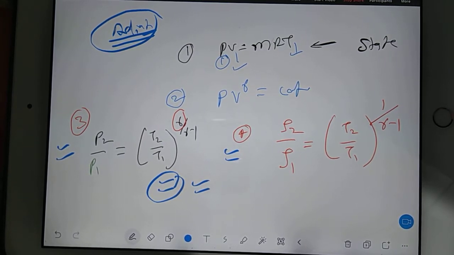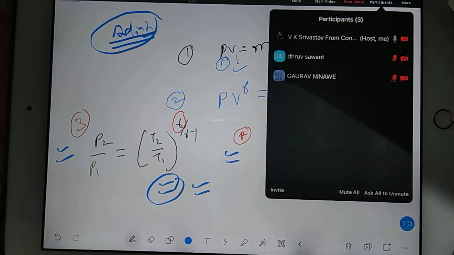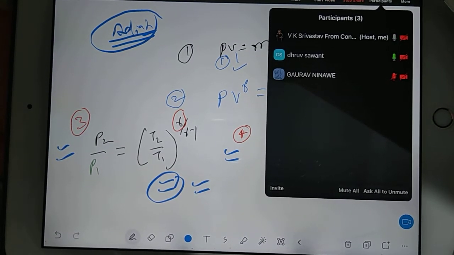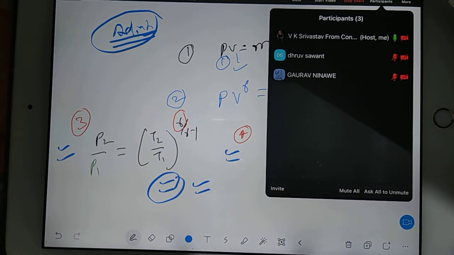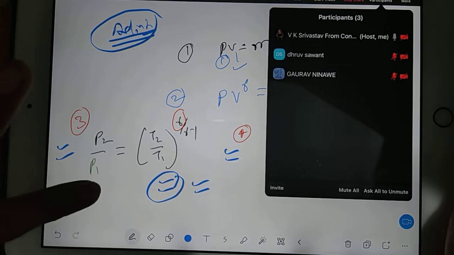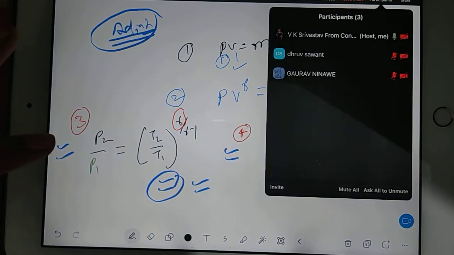Try, guys. Dhruv, try. Change in internal energy, you are saying 0. Okay Gaurav, you try. See guys. Yes.